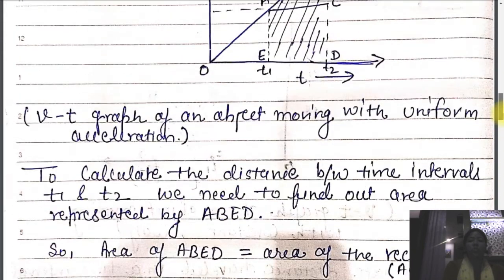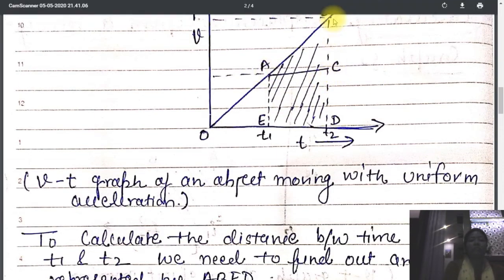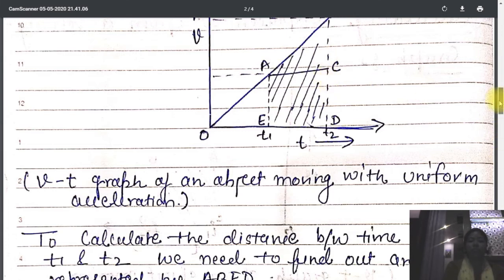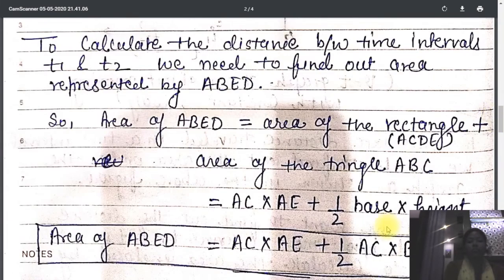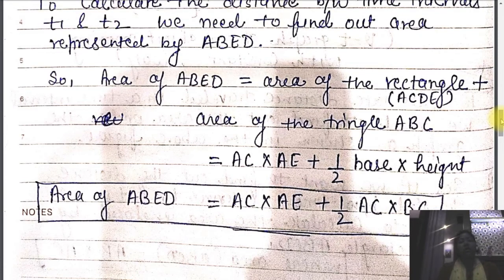Now in the triangle, what is the base of the triangle? AC is the base of the triangle and BC is the height of the triangle. So we'll write down here the value 1 by 2 AC into BC. Done? So these two cases are the next portion of the graphical representation of the motion.